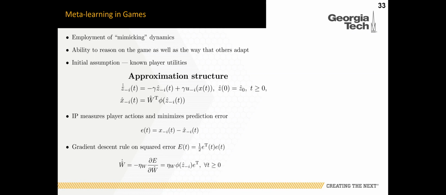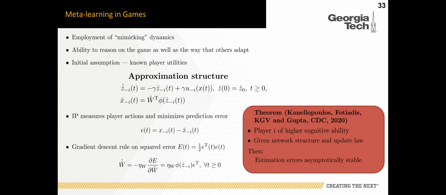And then after I use classical gradient descent, I can find a way to tune this weight and eventually approximate my score function. Okay, this is our little theorem here. It says that for the player I of high cognitive abilities, and given a network structure and update loss, we can prove that everything is bounded, and given specific conditions, we can even provide asymptotically stable guarantees.